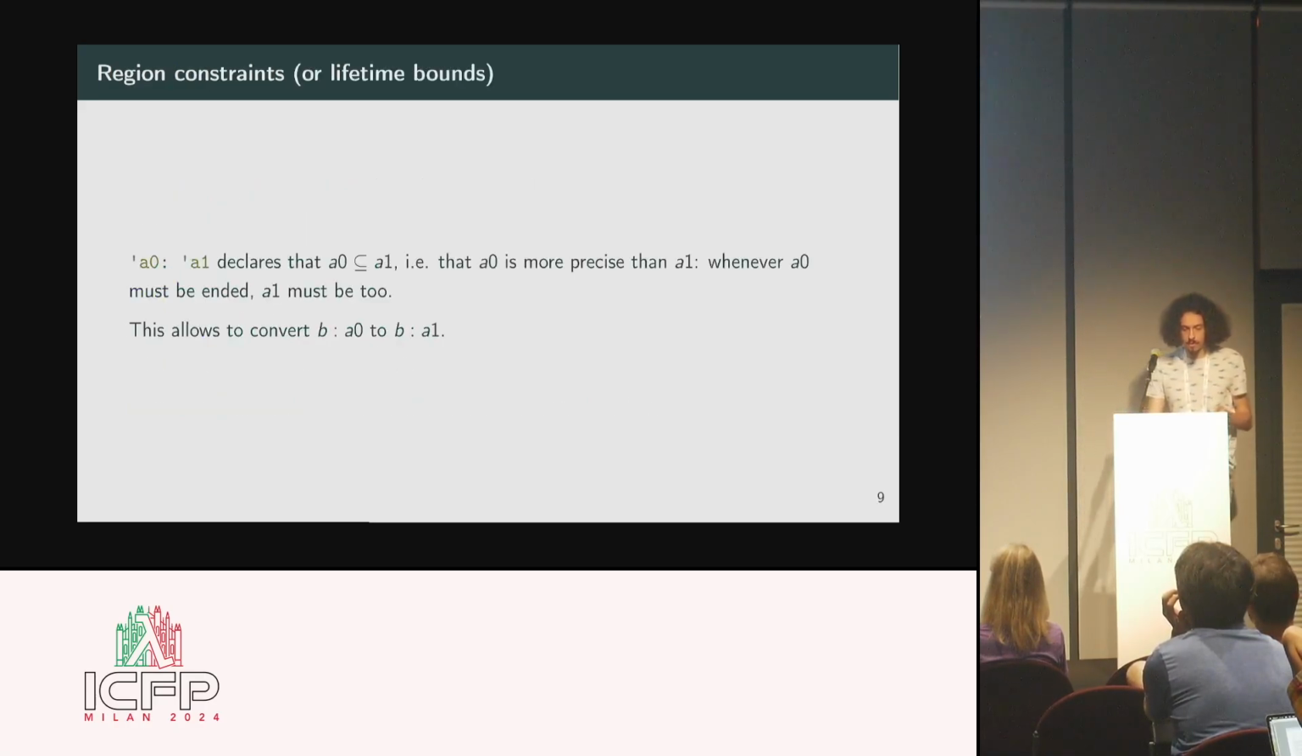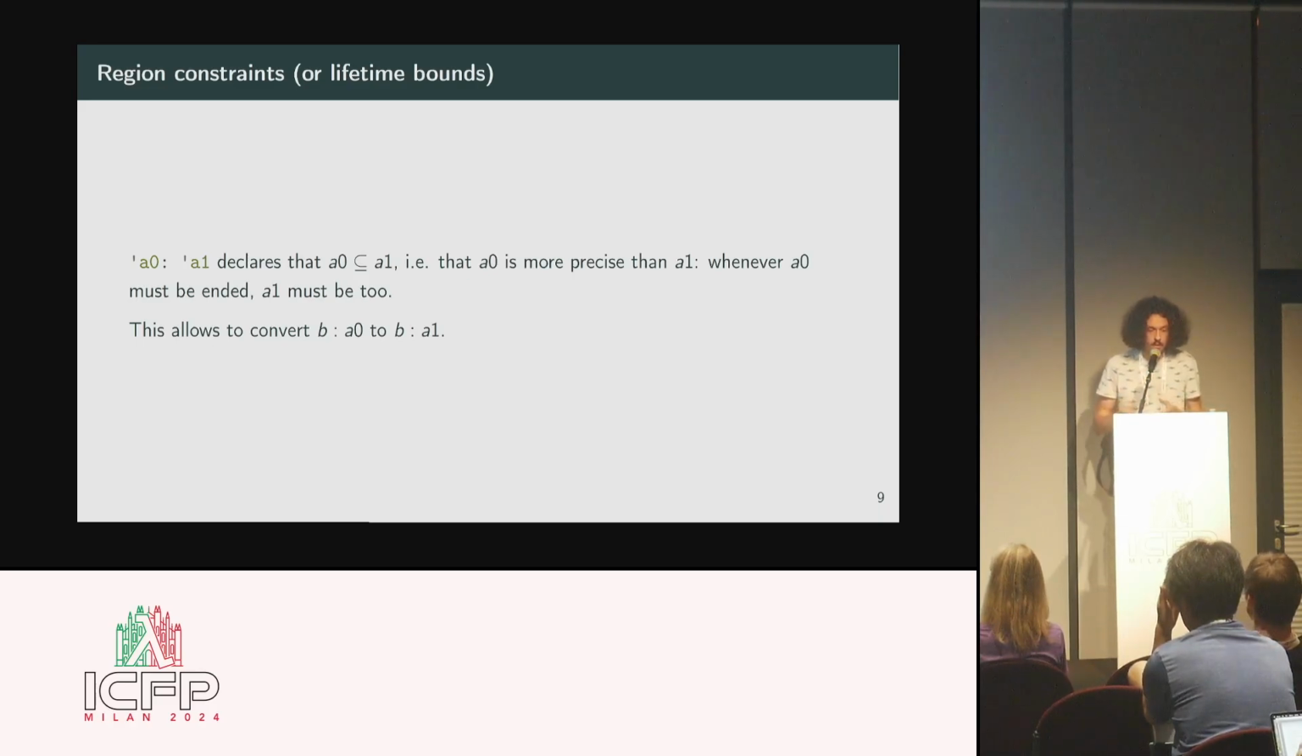Well, we have region constraints, which are also called lifetime bounds. And so this allows us, when we declare new regions, to say that one is more precise than the other. So if I write A0 colon A1, it means that A0 is included in A1, meaning that A0 is more precise than A1, because whenever I want to access a value in A0, I must end A0, and so I will also need to end A1, because A1 also encompasses all the possible borrowed values from A0. So don't hesitate to ask if this is not intuitive, because I think that's one important bit.